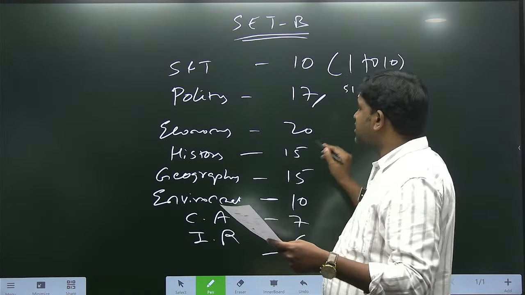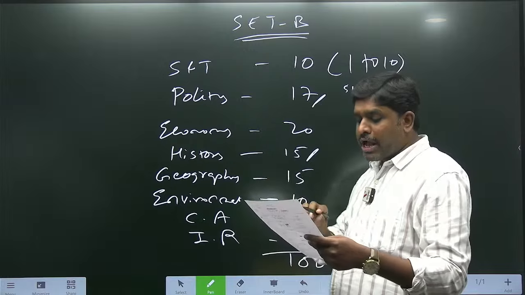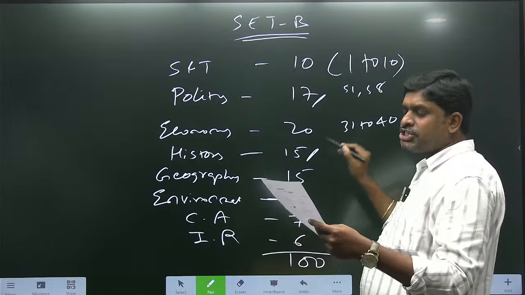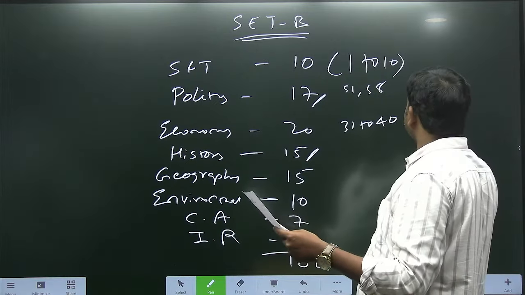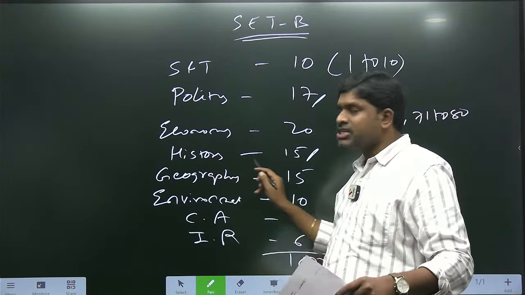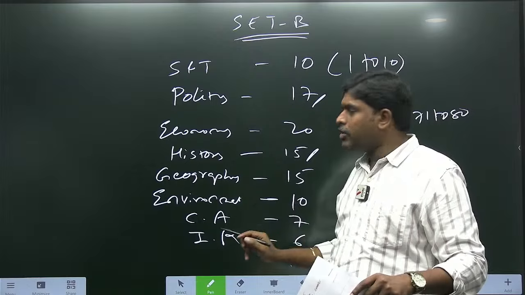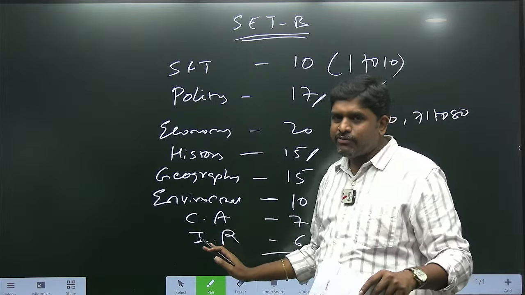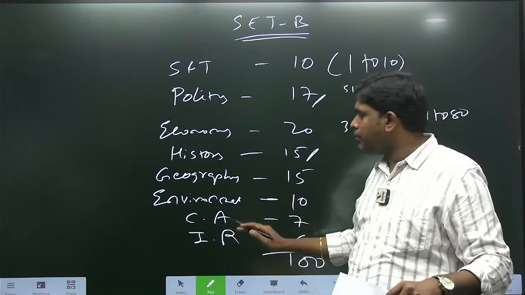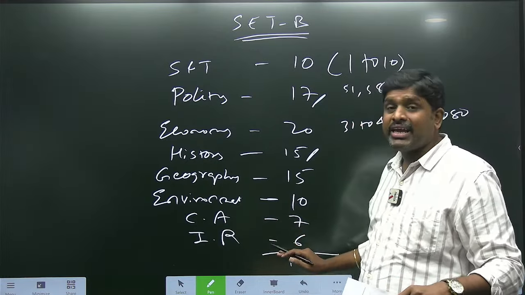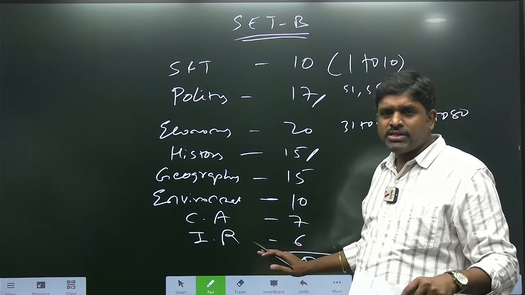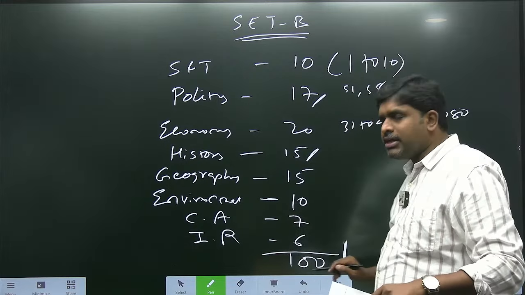And from history, 15 questions are there. From economy, it is 31 to 40 direct, means at a stretch 31 to 40, and 71 to 80. From set B question paper, it is economy 20 questions, history 15 questions, geography 15 questions, environment 10 questions, and current affairs which includes government schemes also. Government schemes, only 2-3 questions came this time. Current affairs 7 questions, and IR, international relations and world mapping, I understood in international organizations and international relations. So overall it is 100 questions.